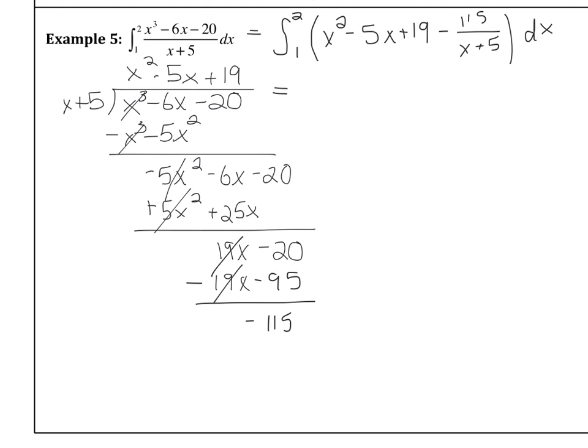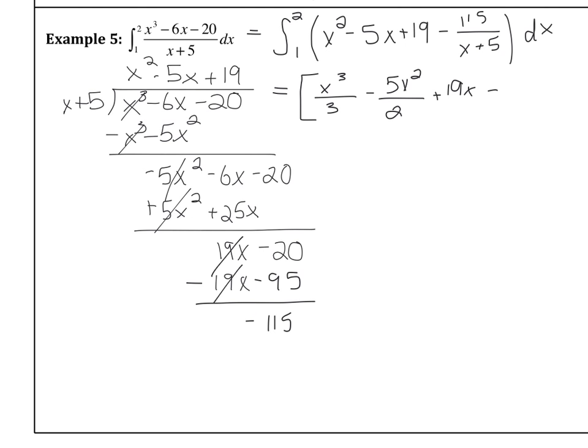Okay. And now, all right, when we do the definite integral, the first three terms are easy. The last term will require some natural log, but let's just start hitting it one by one. The antiderivative of x squared is x cubed over 3, and then this will be minus 5x squared over 2 plus 19x.